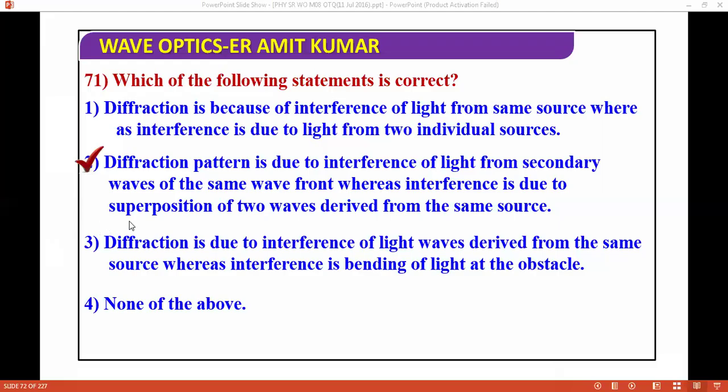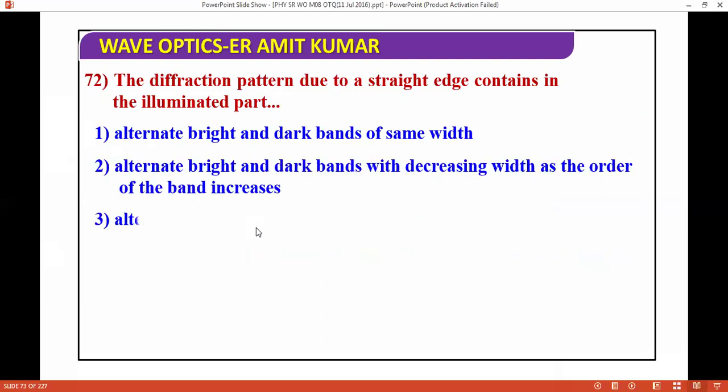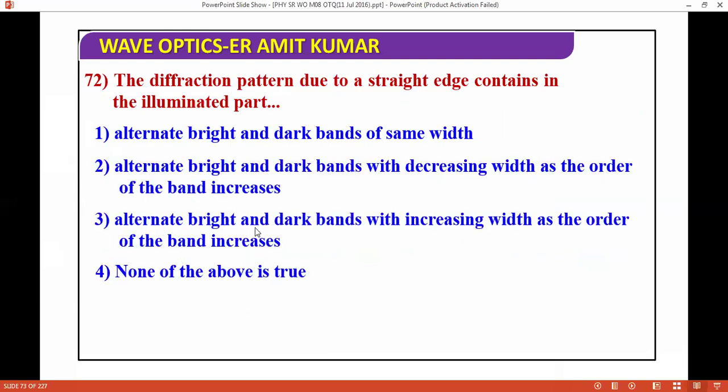Next question: the diffraction pattern due to a straight edge in an illuminated part. The correct answer for this question will be alternate bright and dark bands of decreasing width as the order of the band increases.